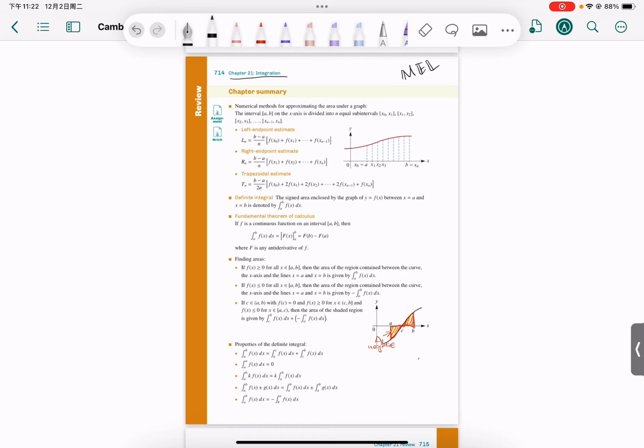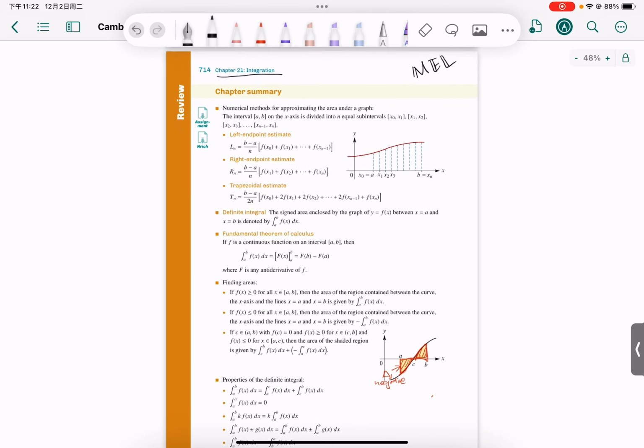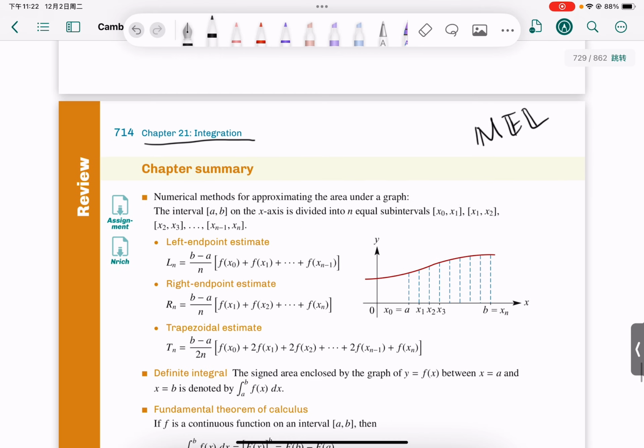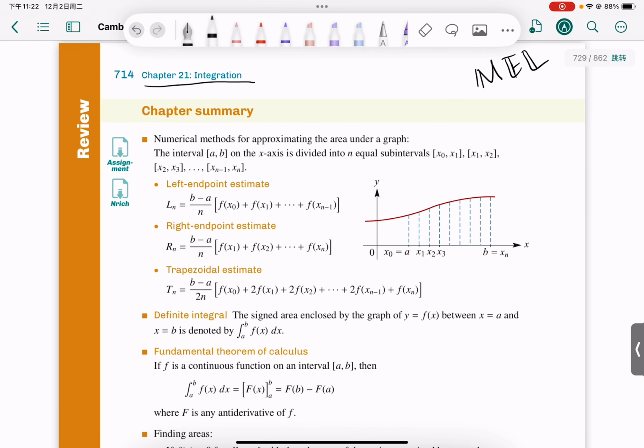Okay, so about integrations, we now assume that you know the integration of x to the power of n dx is equal to this formula, which, don't forget the plus c over here. This you should be very familiar with. And with this, let's talk about the approximating of area under the graph.